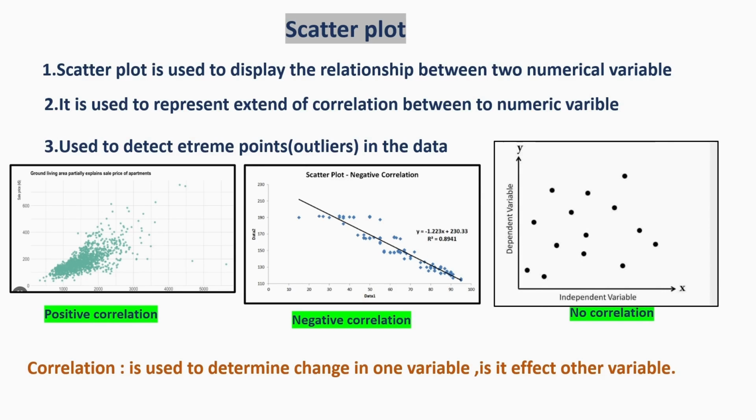Okay, it's also used to detect extreme points, outliers. What is an outlier? Outliers are those data points which are not going with the trend. Let's say a lot of consumers are taking loans from the bank. Most of the loans are from $100,000 to $200,000, but one person is taking a loan worth $1 million. That is the outlier. With the scatter plot, you can detect that.